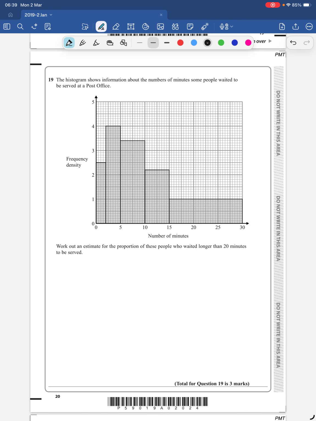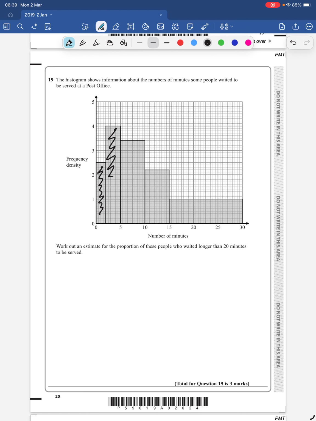Okay, histogram question. We've got the number of minutes that people waited at the post office. So you've got the frequency density on the vertical axis and the number of minutes waited on the horizontal. And we will need an estimate for the proportion of the people who waited longer than 20 minutes to be served. Now, the number of people here is not the frequency density. The number of people is the area of each of these.